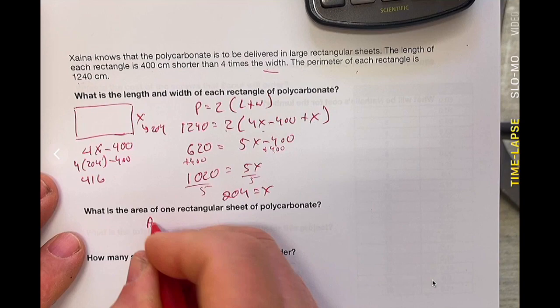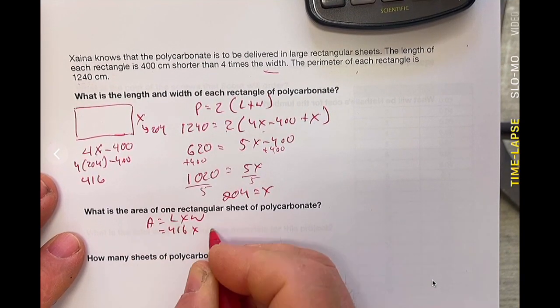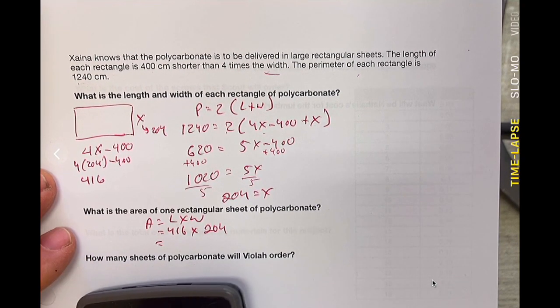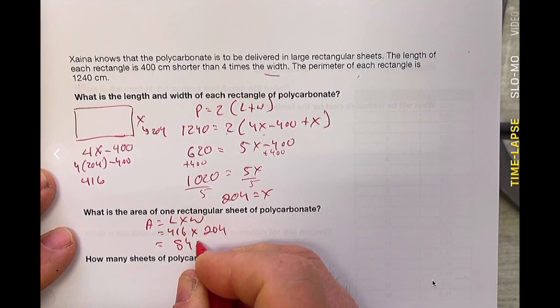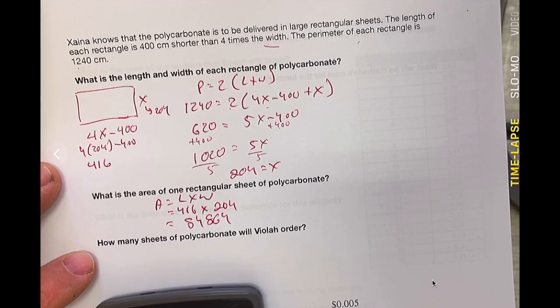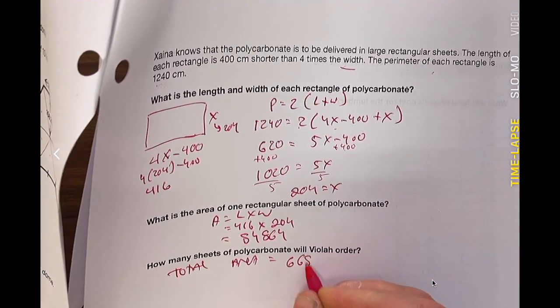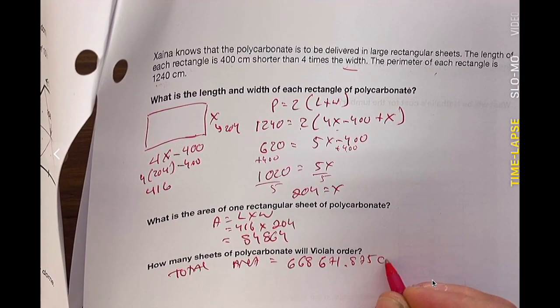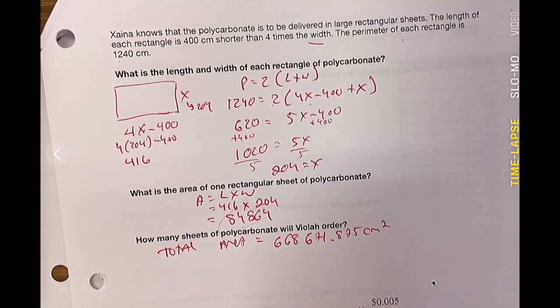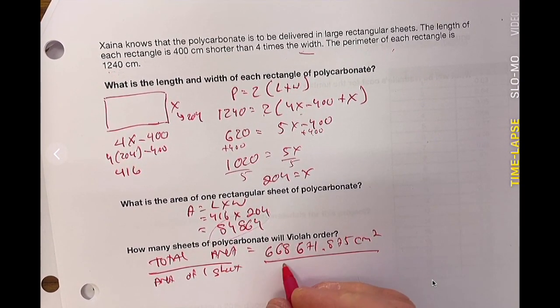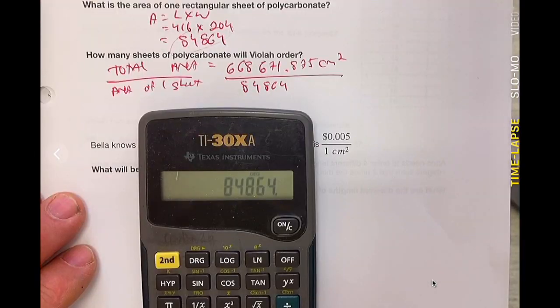The area is length times width, which is 416 times 204, which is equal to 84,864. How many sheets of polycarbonate will Viola need to order? We know the total area from the last page is 668,671.875 centimeters squared. We're going to divide that by the area of one sheet. That's 84,864.